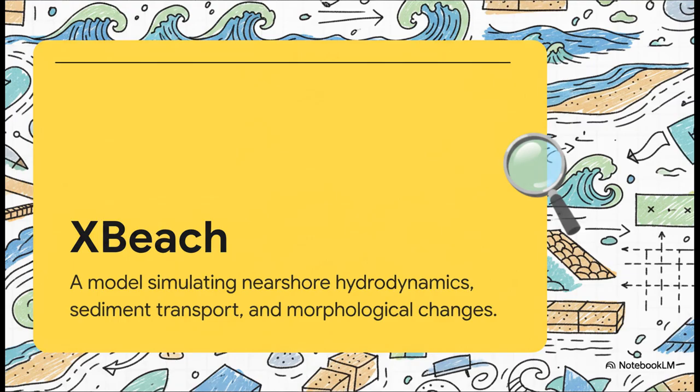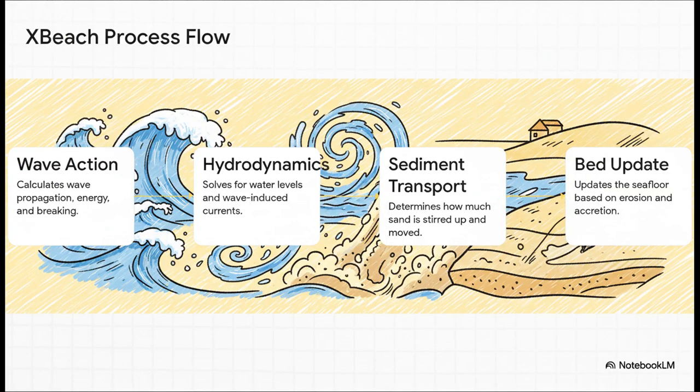waves, not just single waves, smash into the coast. It tracks the energy, the water movement, and then it predicts how all that chaos is going to stir up and move sand, which of course changes the shape of the beach itself. And as you can see in this diagram, Xbeach isn't just one magic formula.